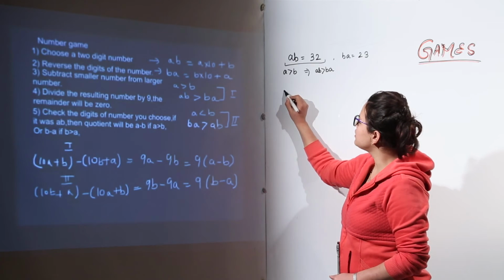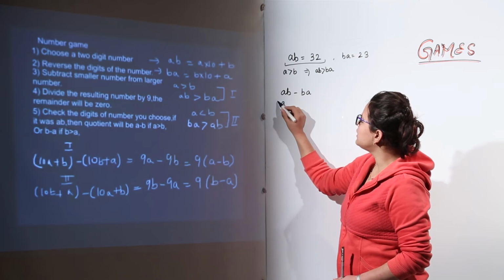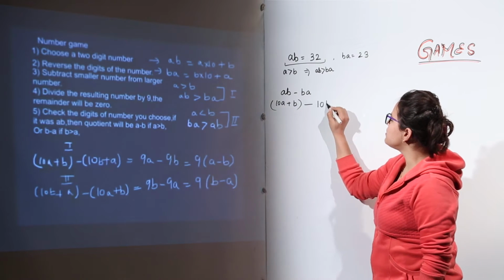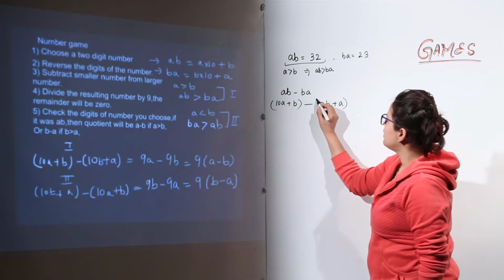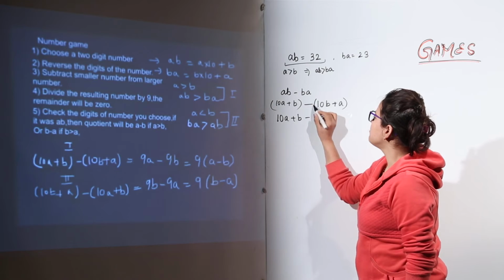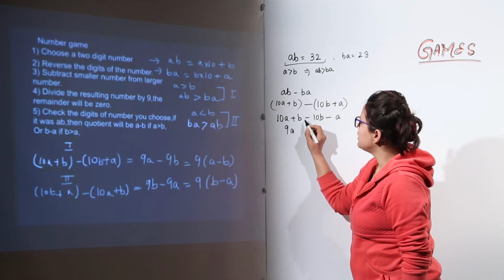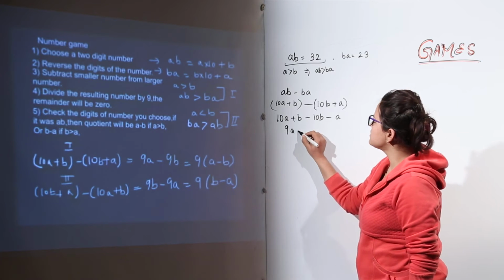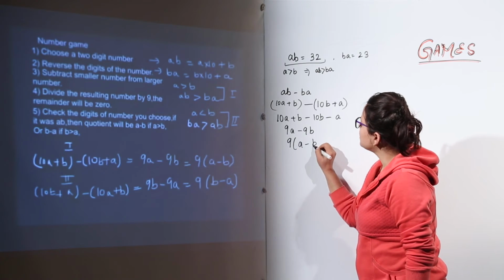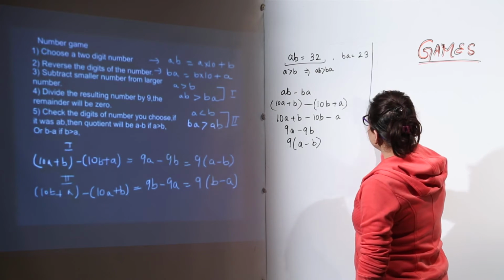I am going to show it over here. AB minus BA. Now this was written as 10A plus B whole minus 10B plus A. Now solving it further, we get 10A plus B minus 10B minus plus minus A. Now you get 10A minus A as 9A and minus 10B plus B as minus 9B. Over here you take out the 9 common, you get 9 into A minus B. That is the case if this was done.